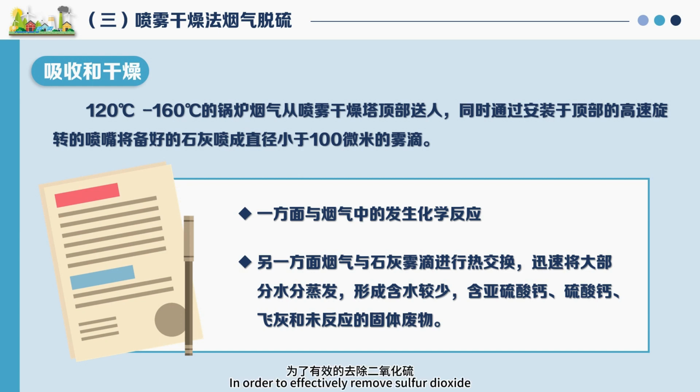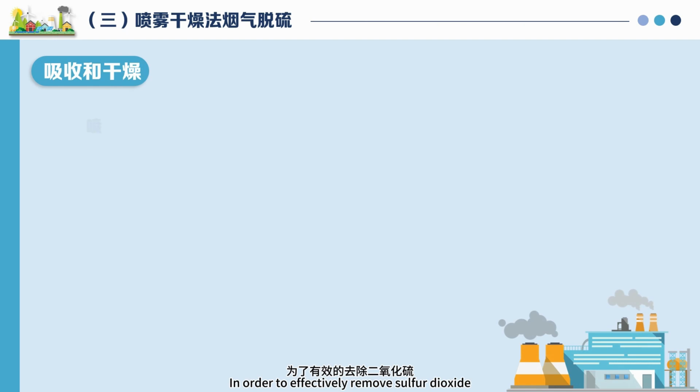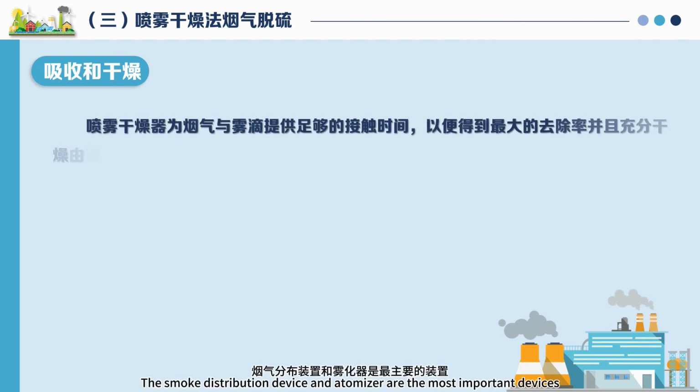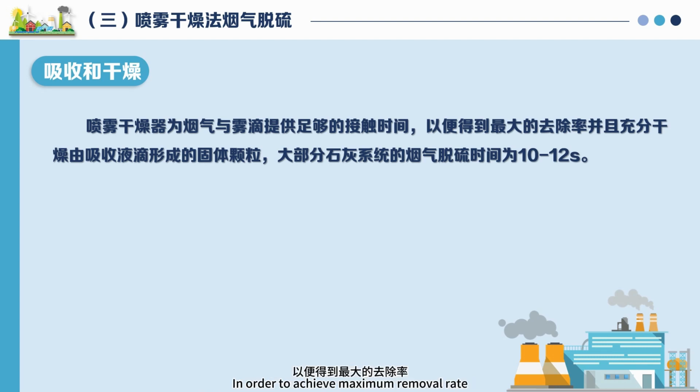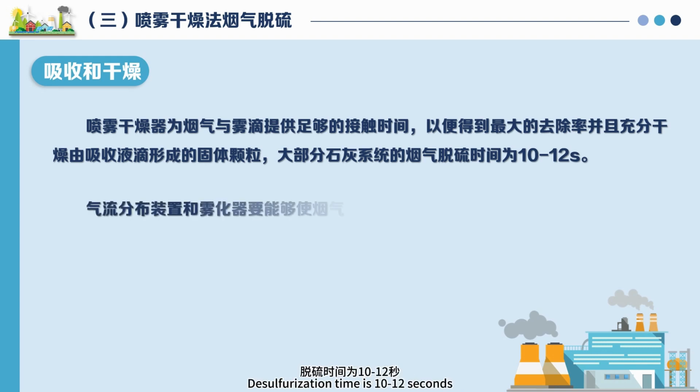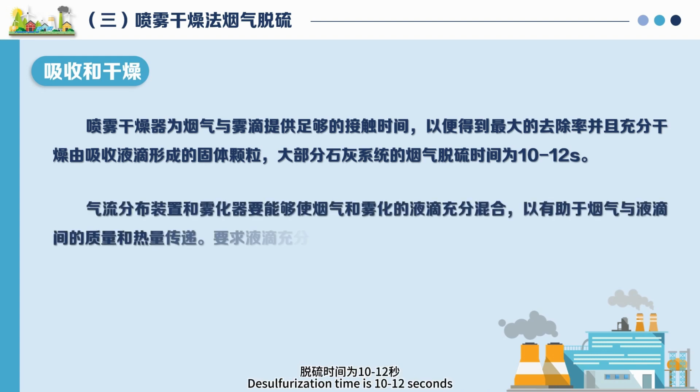In order to effectively remove sulfur dioxide in spray drying, the smoke distribution device and atomizer are the most important devices. The spray dryer provides sufficient contact time for smoke and droplets, in order to achieve maximum removal rate and fully dry the solid particles formed by absorbing droplets. For most of the lime system, the flue gas desulfurization time is 10 to 12 seconds.